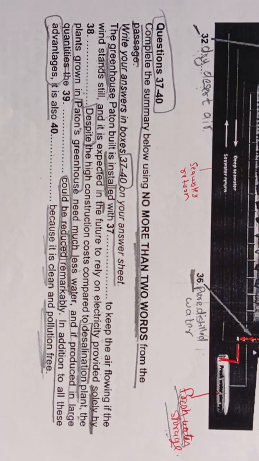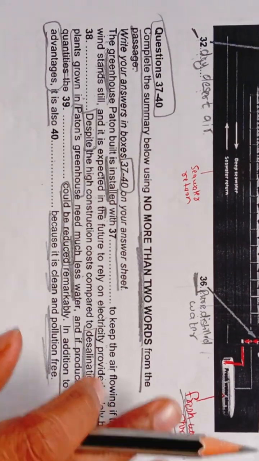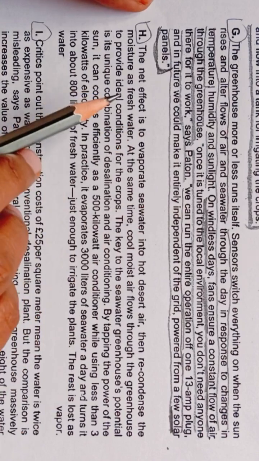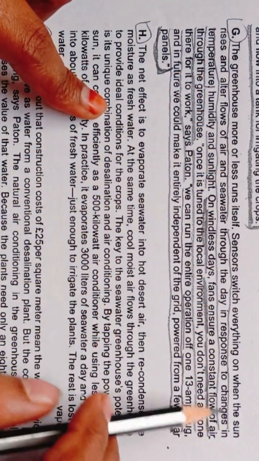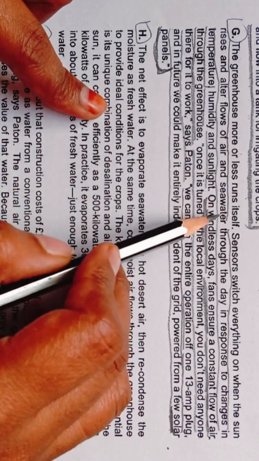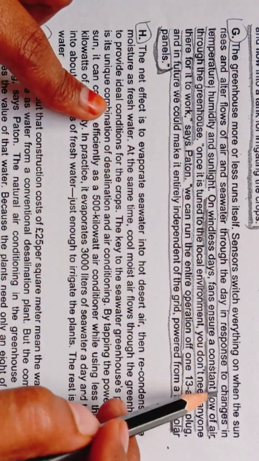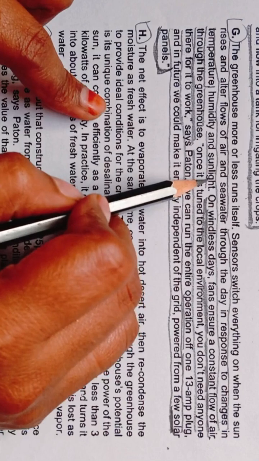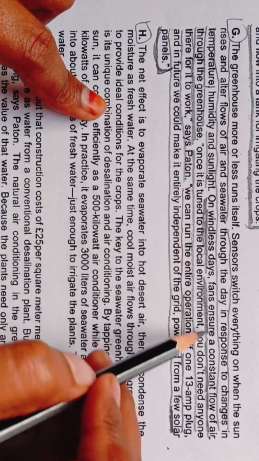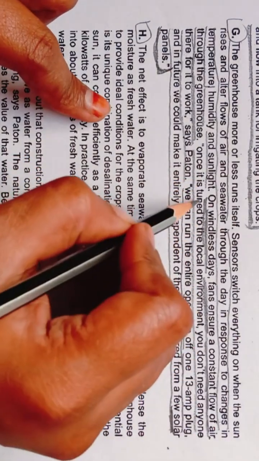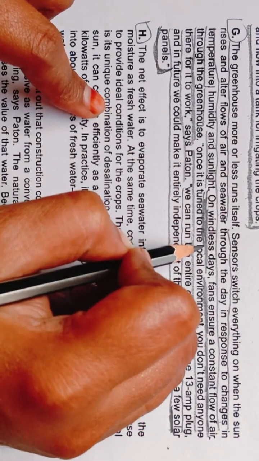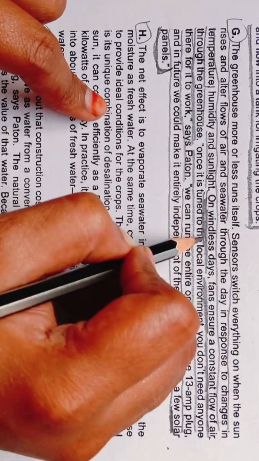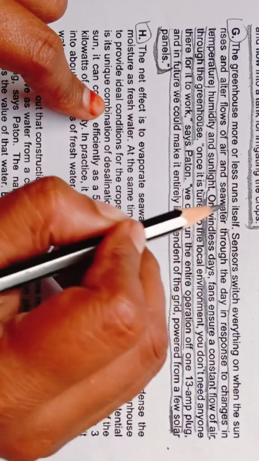So we have just seen this in the same paragraph only. Sensors switch everything on when the sun rises and alter flows of air and seawater through the day in response to the changes in the temperature, humidity and sunlight. On windless days, fans ensure a constant flow of air. Yes, on windless days means they are talking about when the wind stands still. Wind stands still means windless. Okay, I hope you have understood this.